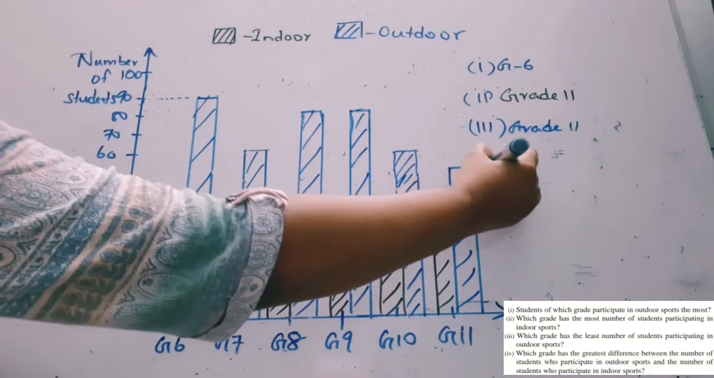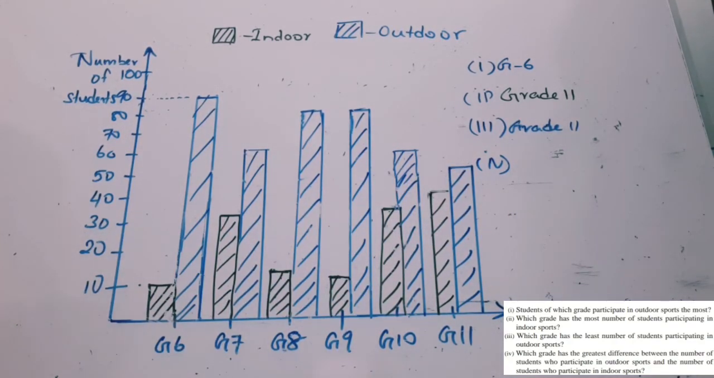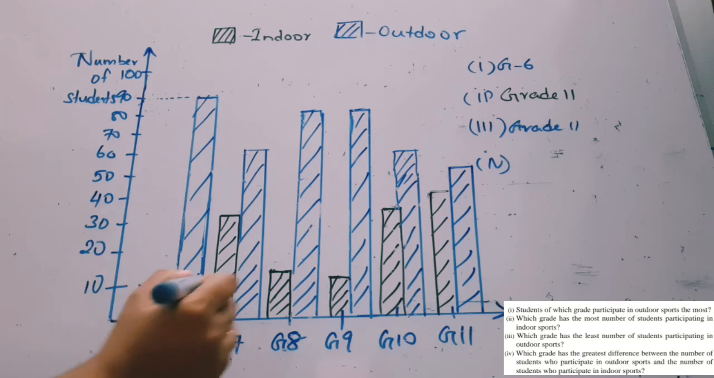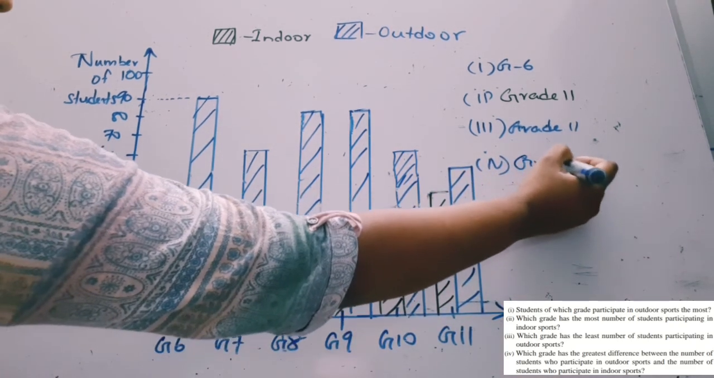Now let's answer the fourth one, which is which grade has the greatest difference between the number of students who participate in indoor and outdoor sports. So they are asking for the difference which has the greater difference. So you can compare the heights of the black and blue one for each grade. So which one do you think has the most difference? As you can see, grade 6 has the most difference than the other grades. Am I right? So the answer is going to be grade 6.